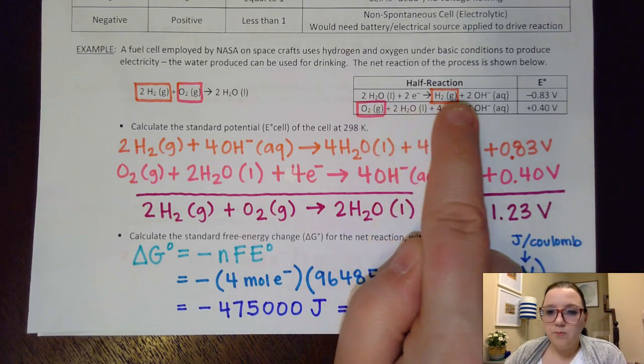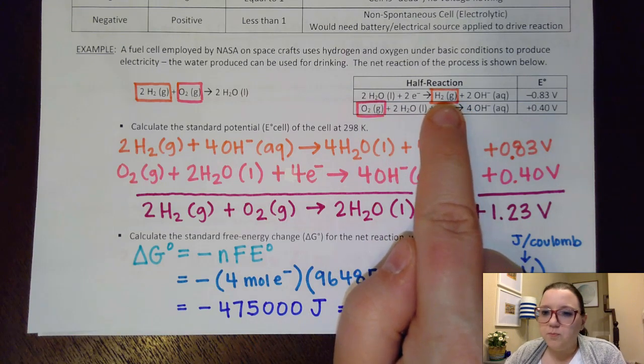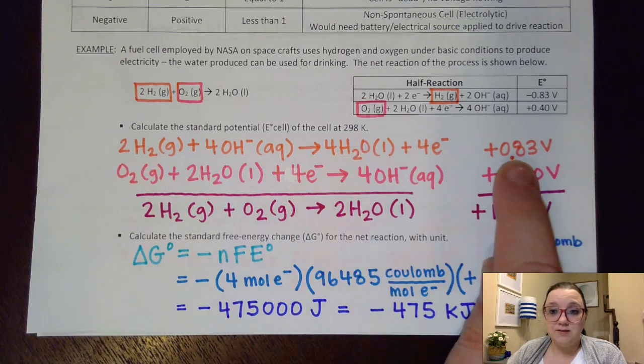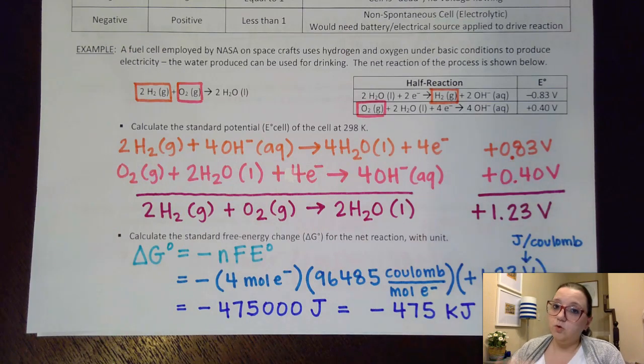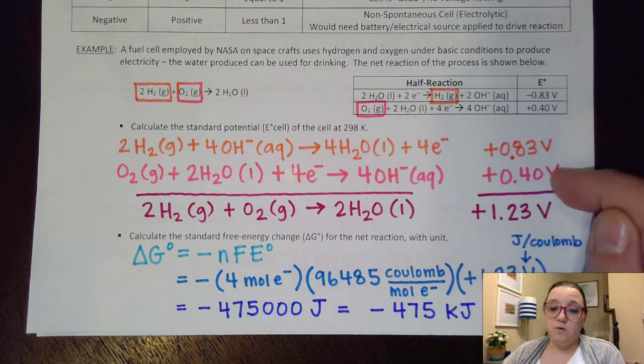Even though I doubled that first half reaction, remember, I don't ever double or triple our volts. The volt value never gets multiplied by how many coefficients I had. It just stays the same, with the exception that I might need to flip the sign. And here, since I flipped that reaction around, I would flip my sign. But again, never ever multiply those volts values. The only thing you're going to do to those voltages is change the sign. That's it. Okay? So then the 0.40 for my second half reaction, that would remain as is.